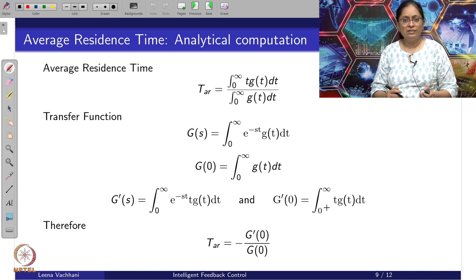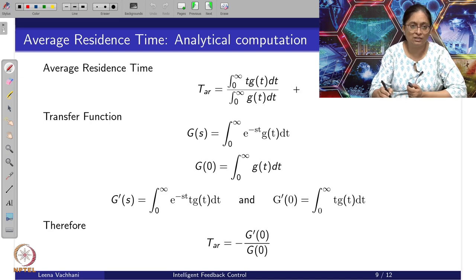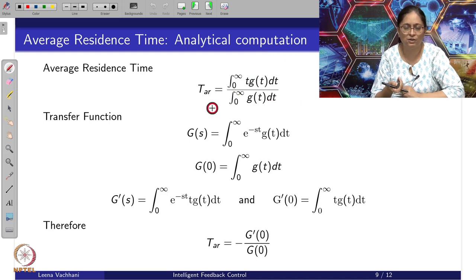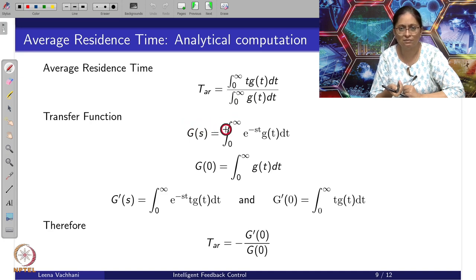So finding the average residence time is also a good idea, to have some idea of how I can find this average residence time analytically. We said that this average residence time is given by this formula, which is the ratio of the area under the step response that we have seen and the gain k. If I look at the transfer function, the Laplace transform with respect to the impulse response of the system, we can say it is the integral of e power minus st g(t). At s equal to 0, we get this value.